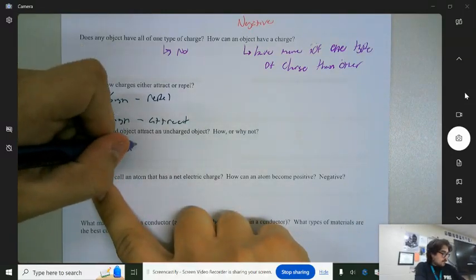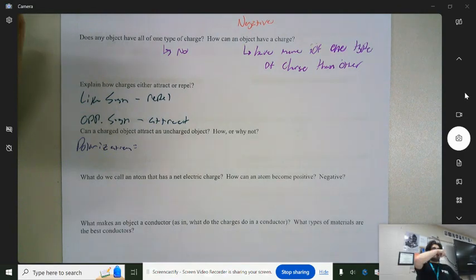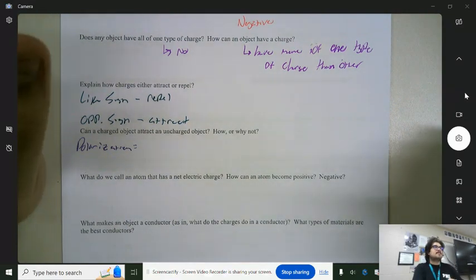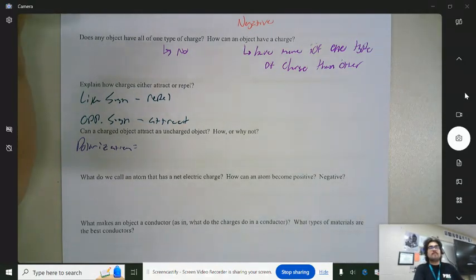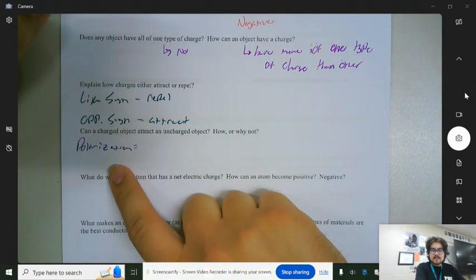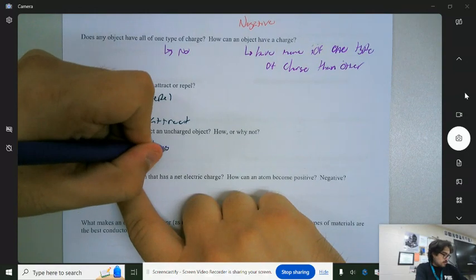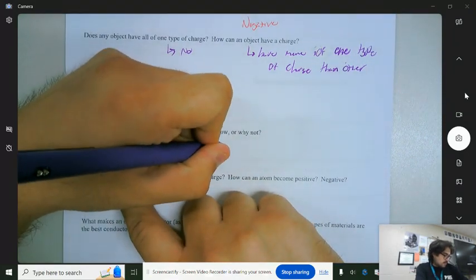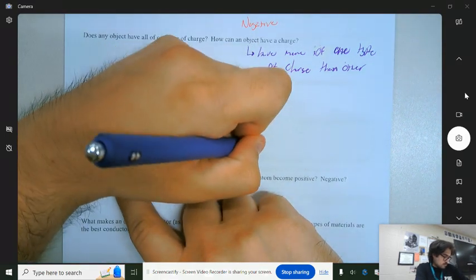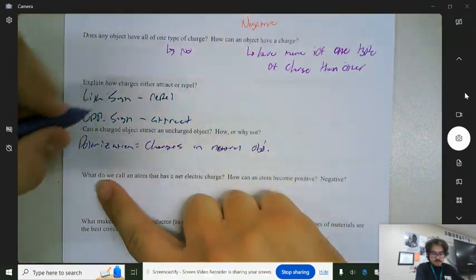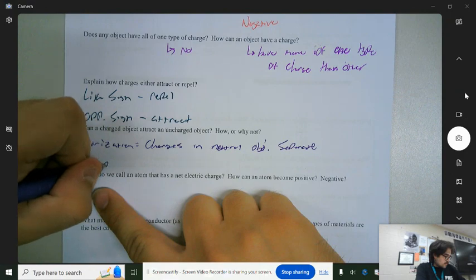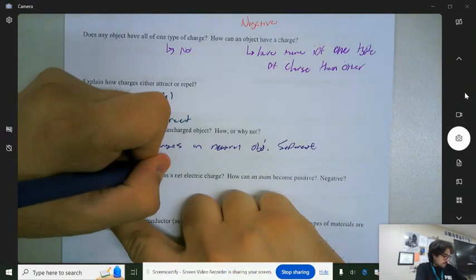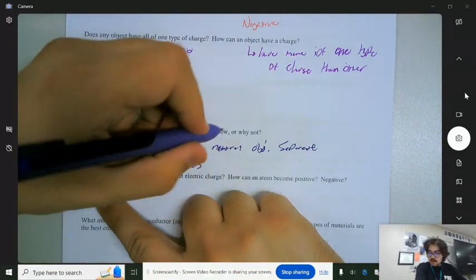Through polarization, if an object is neutral and has an equal number of positive and negative charges, and these charges are able to freely move about the surface, which in some objects they can and in some they can't, the charges in a neutral object separate, and then the opposite sign charges cause attraction.